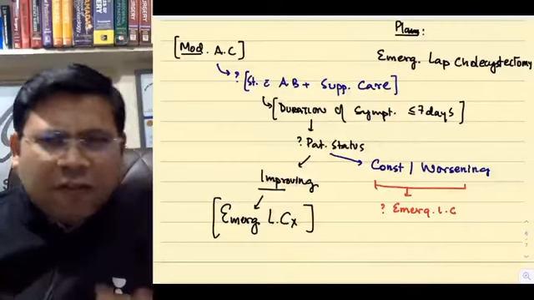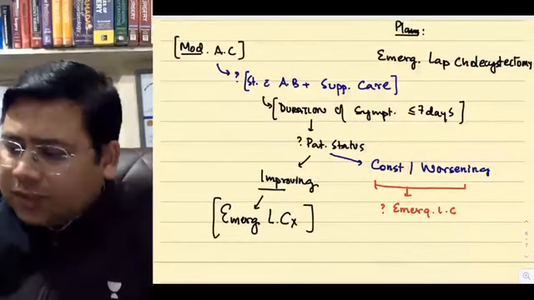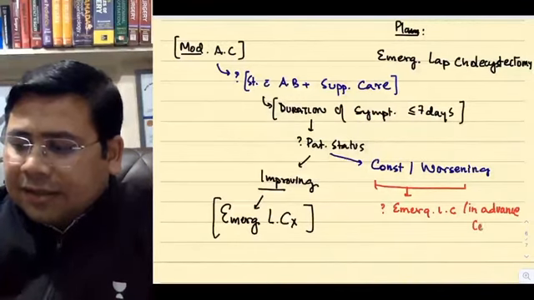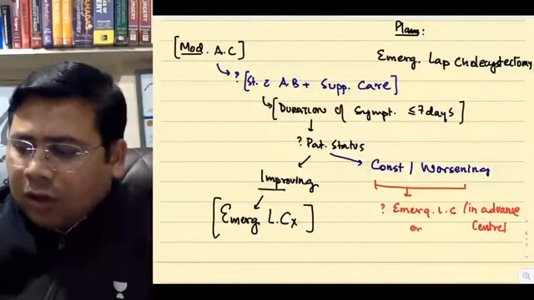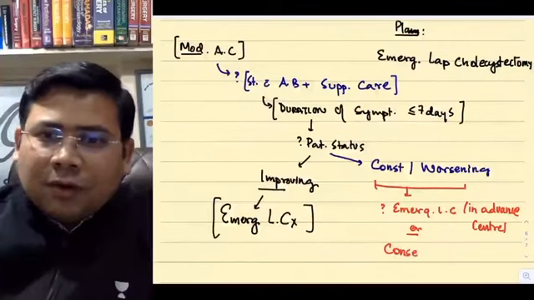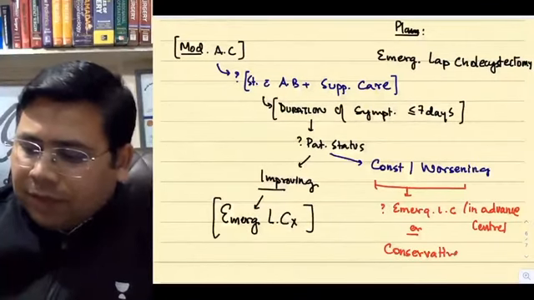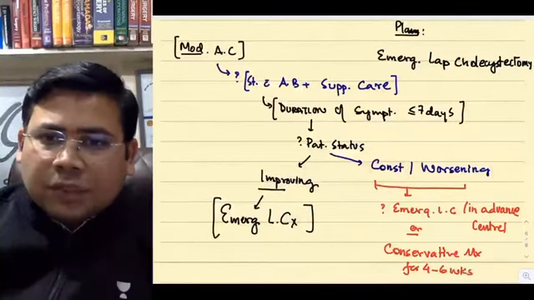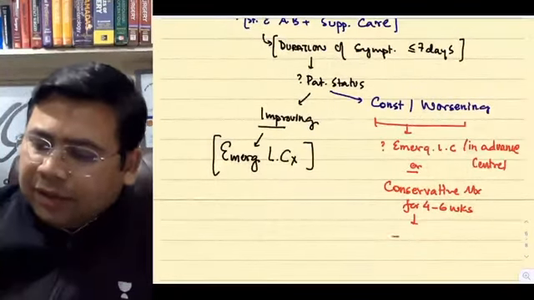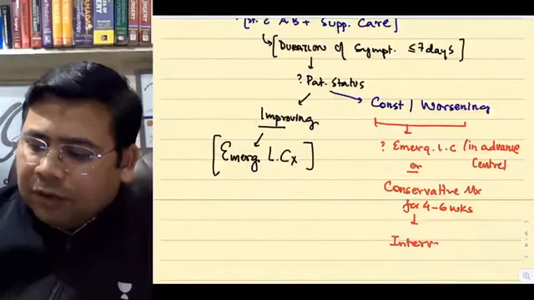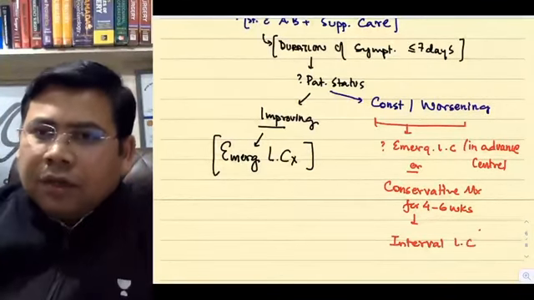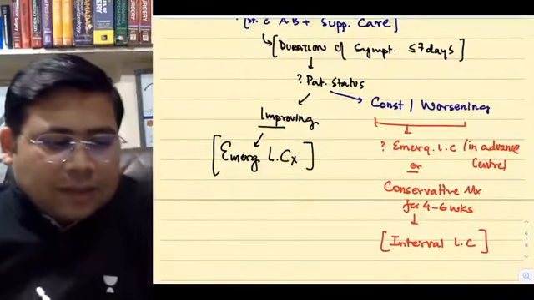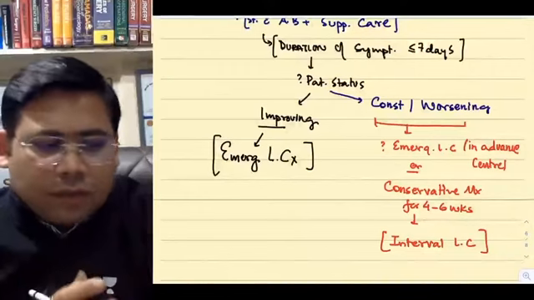Is that clear to everyone? Emergency lap cholecystectomy in an advanced center. Or conservative management for 4 to 6 weeks, and then plan an interval lap cholecystectomy. Is that clear? Try to understand.